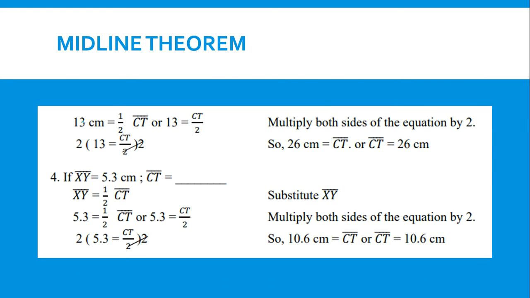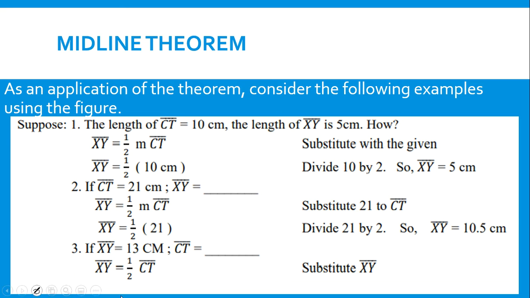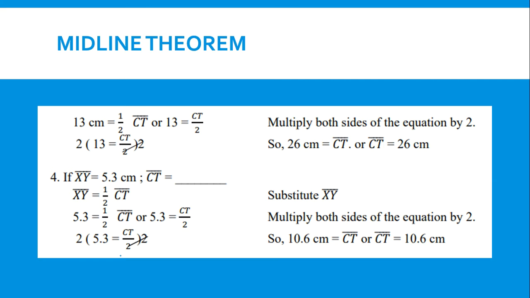XY is 13 centimeters. So substitute, no? Ang XY mao nimong 13 centimeters. 13 centimeters equals 1/2 CT. Okay? Or 13 equals CT over 2. So how come that 13 equals CT over 2?